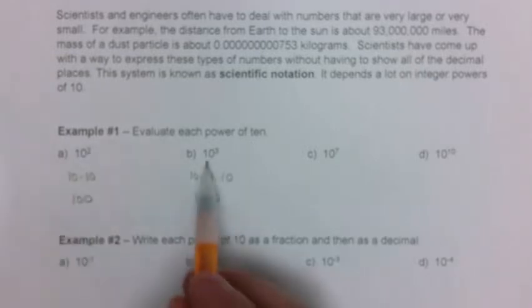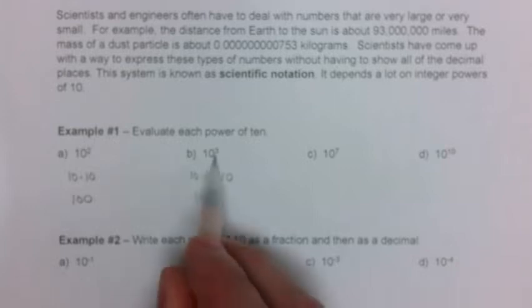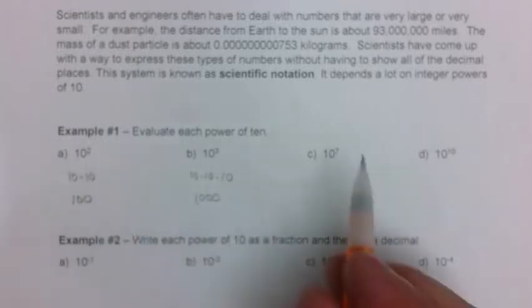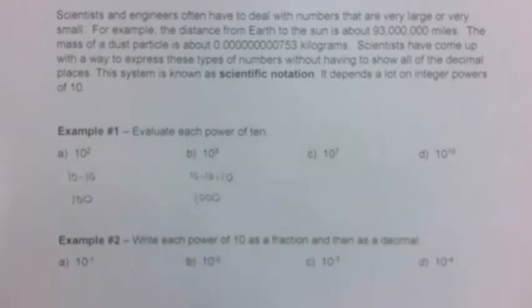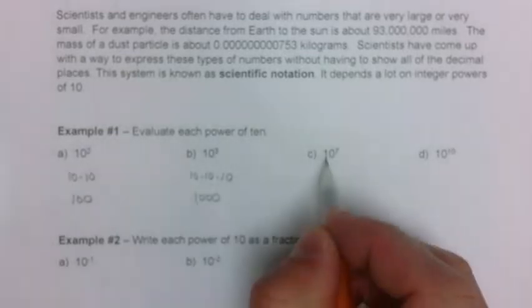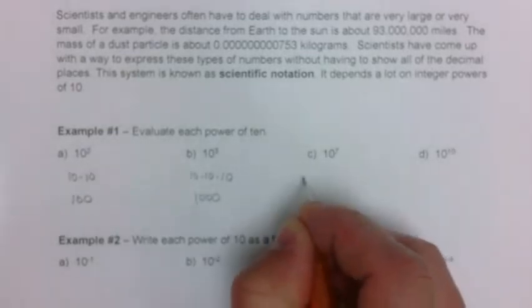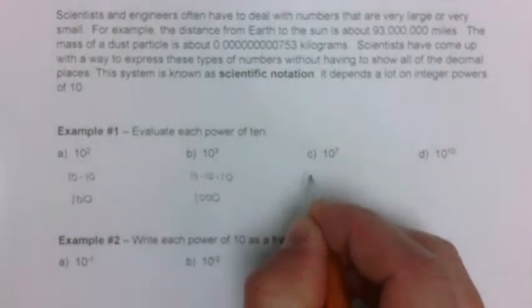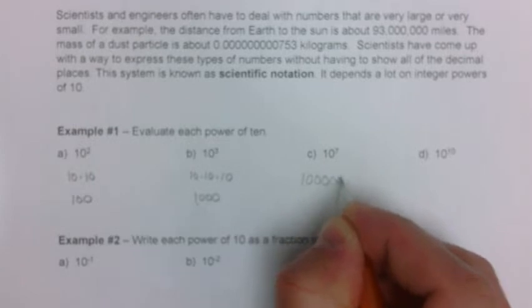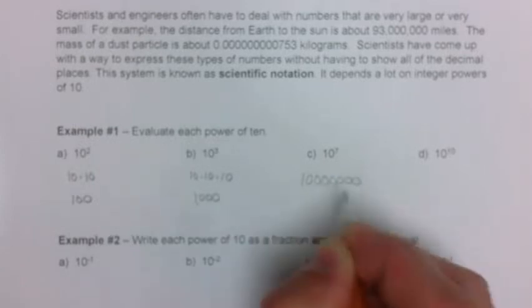Hopefully based off of these two examples so far, you've noticed a little pattern. 10 to the second power is just 1 with 2 zeros after it. 10 to the third power is 1 with 3 zeros after it. So when you're working with a positive power of 10, the exponent is going to tell you how many zeros are following the 1. So when I have 10 to the seventh power, I'm going to write that as 1 with 7 zeros after it. 1, 2, 3, 4, 5, 6, 7. And now I'll put my commas in here so that I can see what my number is. That's going to be the number 10 million.